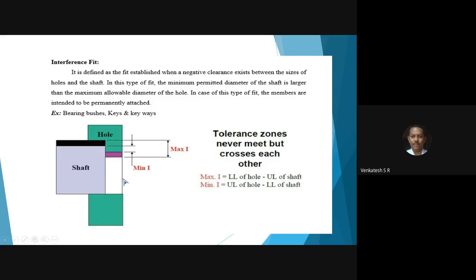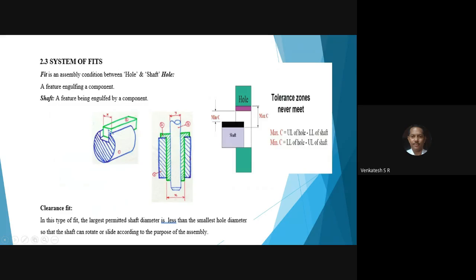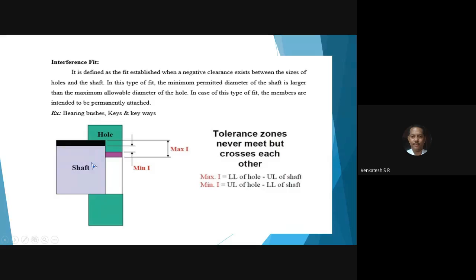A good example is fixing the bearing in the end of the shaft, fixing the cutter on the arbor of the milling machine, and fixing the key in the shaft. These three are very good examples of interference fit. Here you require hammer blows.